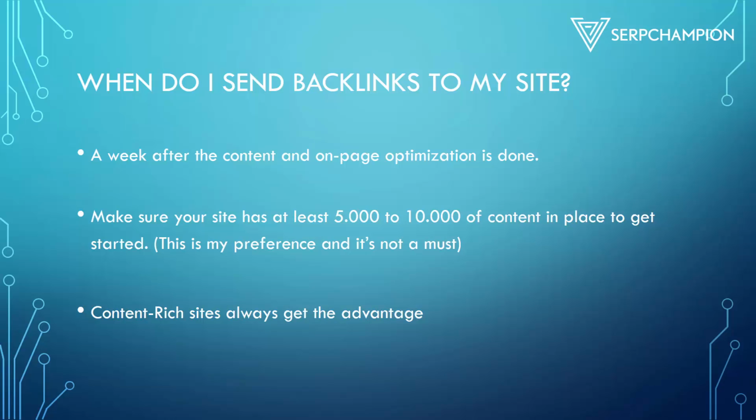Now, some people start with 1,000 words or 2,000 words, but always remember, content-rich sites always get the advantage. So why not invest a little bit more in content and get it right the first time, instead of bargaining on your own site and with content? There's one thing: Google talks a lot of shit, but there's also some truth in some of their statements. Content is very important. Obviously, content is king. So make sure your money sites always have a lot of content, or at least you start with it. And then a week after 5 to 10,000 words are in place and your on-page optimization is done properly, you can start linking to it.